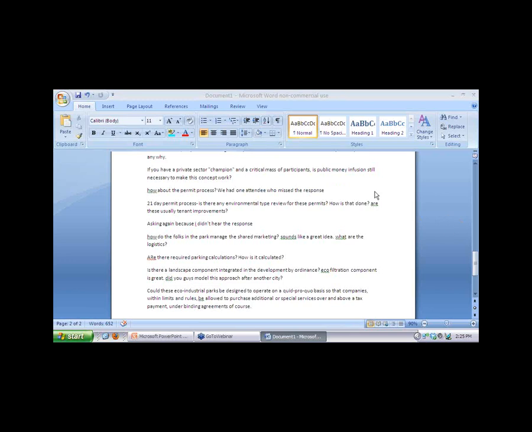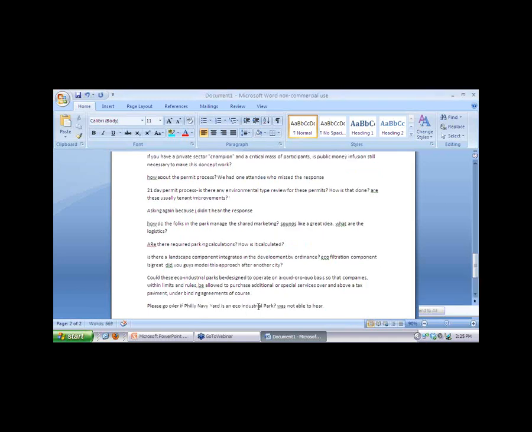The last question was, could these eco-industrial parks be designed to operate on a quid pro quo basis so that the companies, within limits and rules, would be allowed to purchase additional or special services over and above a tax payment under binding agreements, of course. There was an attempt to do that under the Clinton administration. They were going to set up a program where you could get an umbrella permit, an environmental umbrella permit for your park. That never went anywhere. And I think this is more about setting up private sector agreements between companies. You can exchange things vertically with other corporations; hazardous materials can flow vertically in an organization that can't flow outside of it. And there was an attempt made to address that by the Clinton administration.